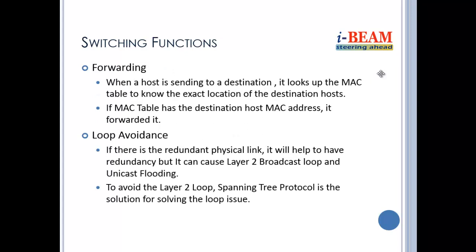And forwarding. When a host is sending to a destination, the switch looks up the MAC table to know the exact location of the destination host. If the MAC table has the destination host's MAC address, it will forward the frame. And another function is loop avoidance. A redundant physical link helps provide redundancy, but it can cause a layer 2 broadcast loop and unicast flooding. To avoid the layer 2 loop, Spanning Tree Protocol is the solution.